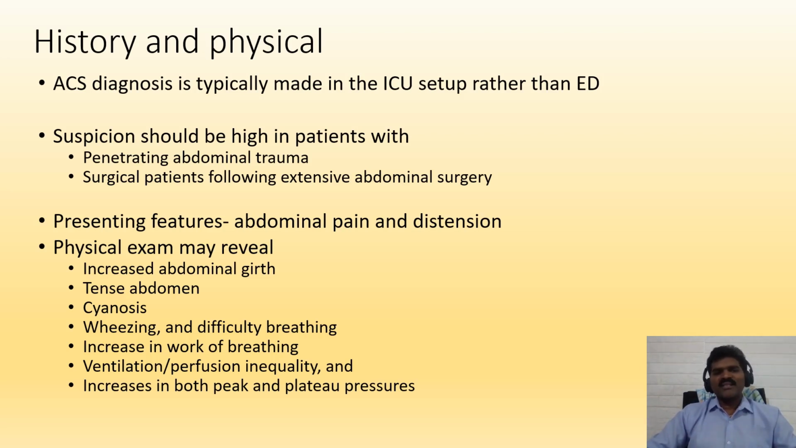As I told, the presenting features include abdominal pain and distension. Physical examination may reveal increased abdominal girth. There can be a tense abdomen, cyanosis, wheezing, and difficulty breathing, increased work of breathing, all due to reduced thoracic volume from pushing above the diaphragm. There can be ventilation and perfusion mismatching, again due to reduced intrathoracic volume. Increase in both peak and plateau pressures is noted in ventilated patients.